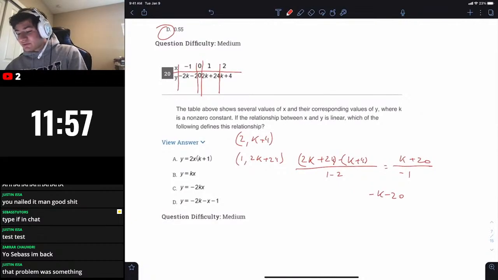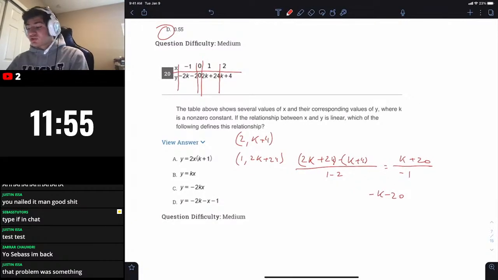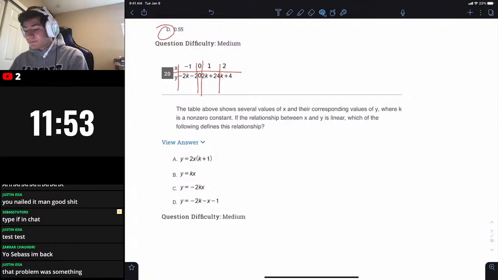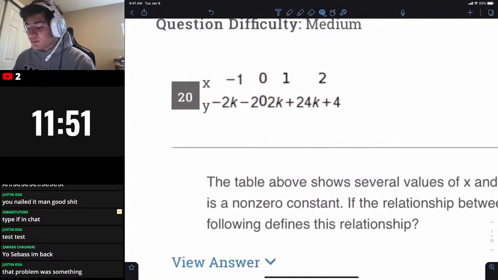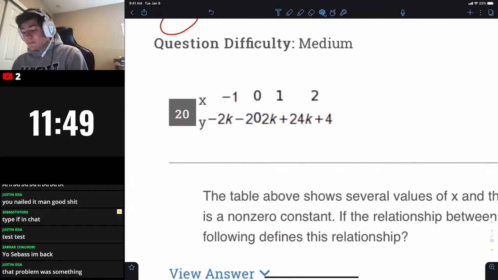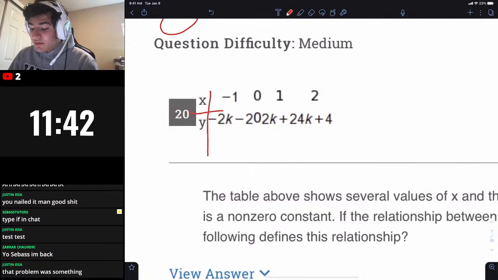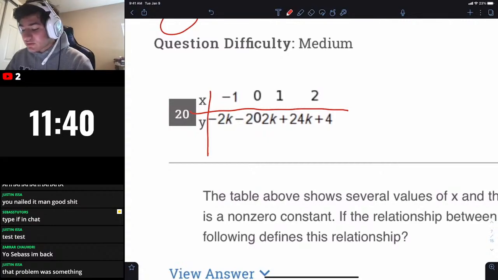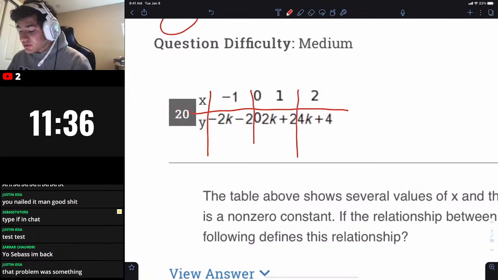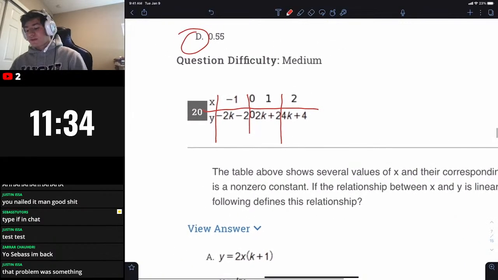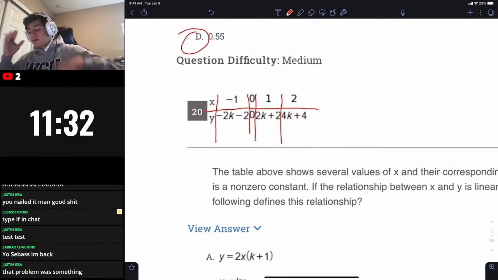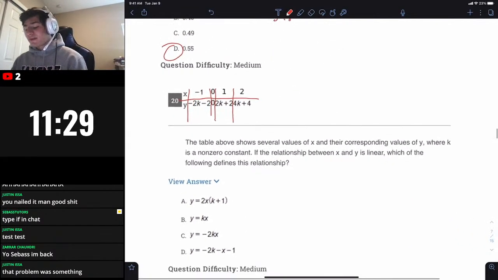I'm not going to be able to do this problem just because the table is so weird. I don't know what happened with the table when they were copying it over. Oh, you know what it might be? Watch this. I'm going to try doing this problem really quick. If not, then it just doesn't work. But I think it's 2k minus 2, 0, 0, 2k plus 2, and then 4k plus 4. I think that makes sense. Something like this, right?